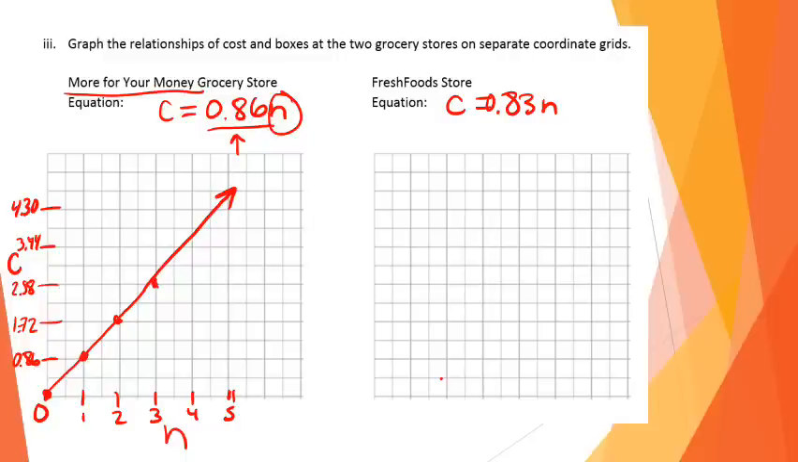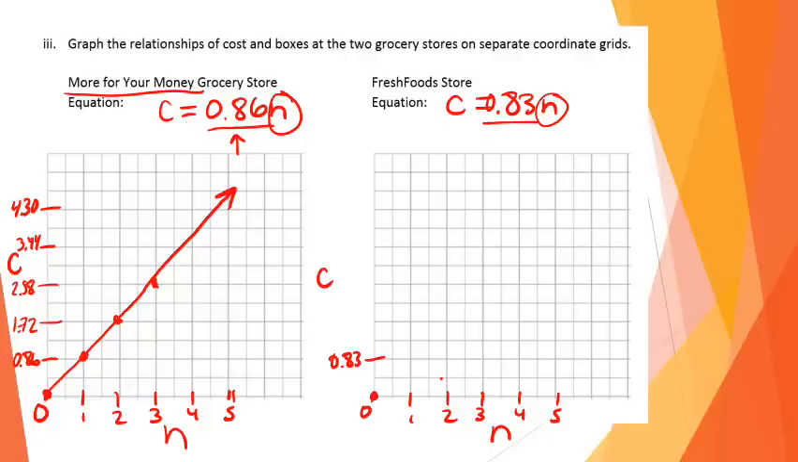All right, now fresh food store, very similar. Again, we're talking about 83 cents per box. So boxes is going to go on the bottom, N. Again, I'm just going to go by one since it's per box to make it simple. Again, you can mark in 0 if it helps. I know there's going to be a point at 0, 0. And now this scale is going to be 83 cents. And over here again is cost.